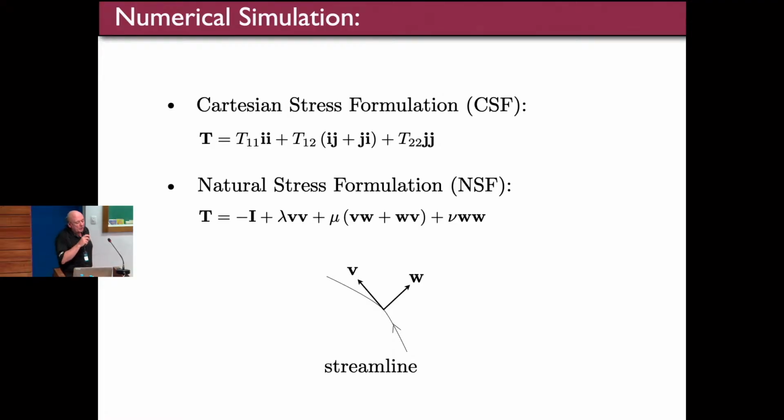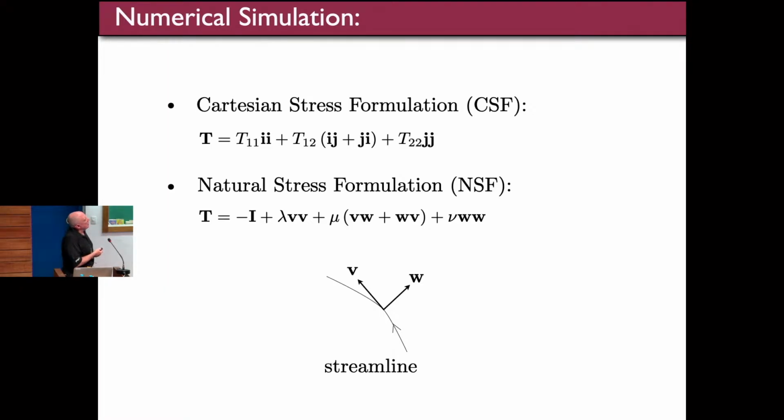We did the simulation in two formulations. The first one is the standard Cartesian formulation, so that's in the fixed basis, i and j. These are your standard Cartesian components. Now there is another formulation called the natural stress. Instead of using the fixed basis vectors, i and j, it uses the velocity field and a vector perpendicular to it to span the stress field. This was an idea originally introduced by Renardy.